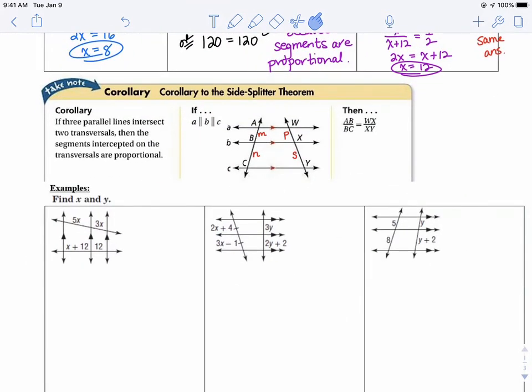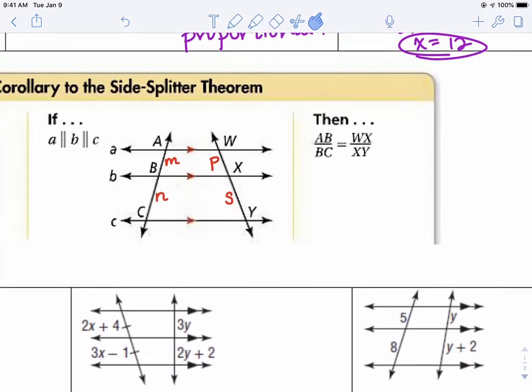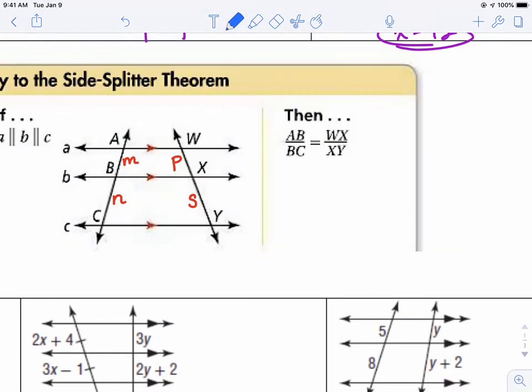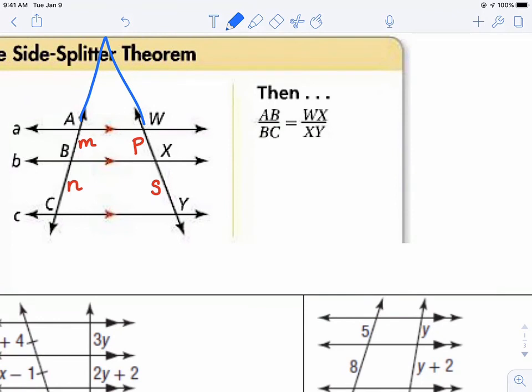Okay, second idea. Corollary to the side splitter theorem. For this one, it's really the same idea, just the diagram looks a little bit different because you don't have a triangle. Notice that if you extended this up, you'll have a triangle there. And sometimes you'll see problems where there are triangles instead of just parallel segments. But this one will say that, again, I labeled the picture a little bit differently, M is to N as P is to S. So part there is to part there, as part there is to part there. And again, that's the same idea as the previous one.